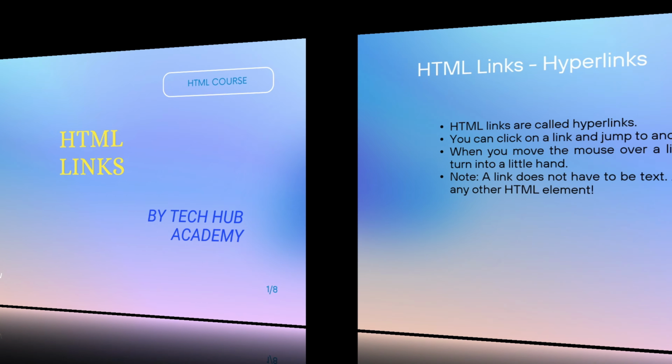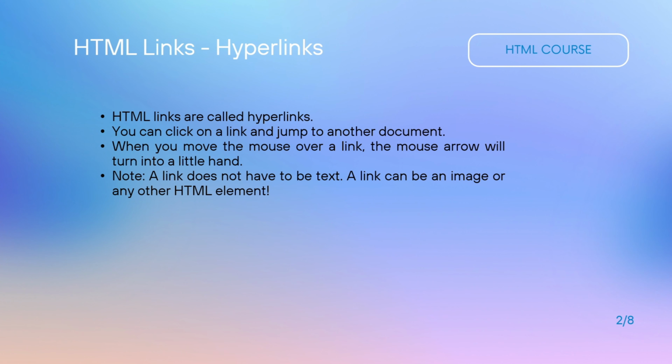HTML links are also called hyperlinks. A hyperlink allows a user to click and jump to another document, web page, or location. When you move your mouse over a link, the cursor changes into a small hand, showing that the item is clickable. Links do not have to be text only. An image, button, or any HTML element can also be used as a link.